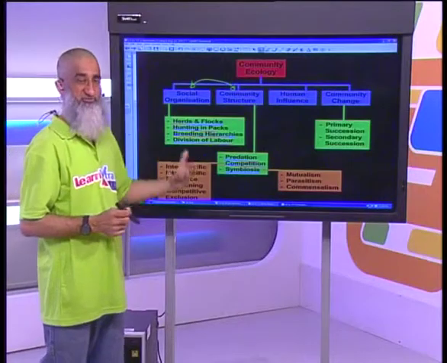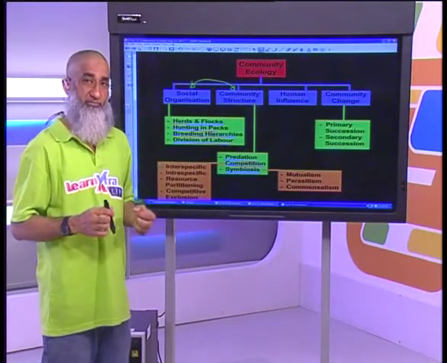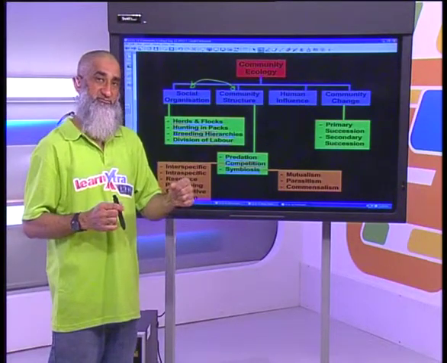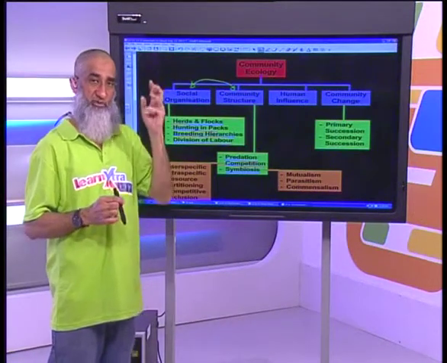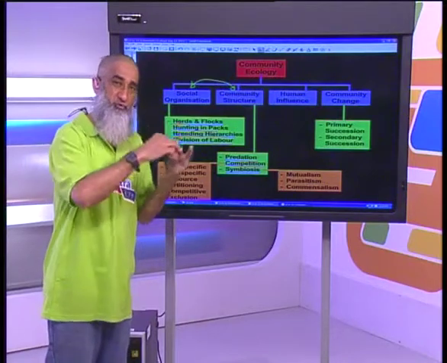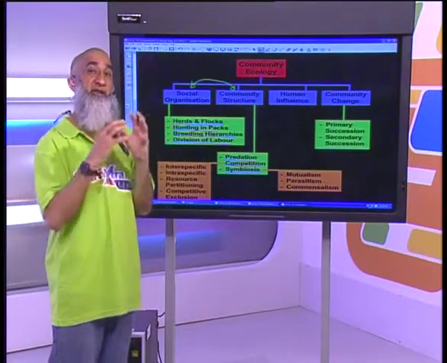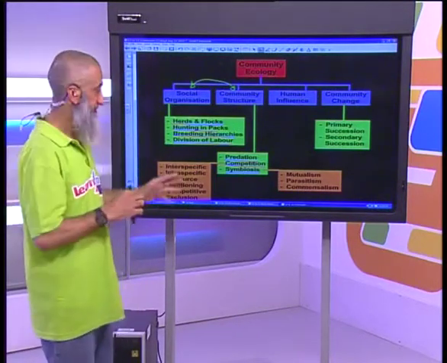Predation is very straightforward. Predation is a process where one organism, the predator, hunts, kills, and eats the prey. So it must hunt, it must kill, and it must be for food. The prey must be there for food. Then we consider that a predator-prey relationship, or in one word, predation.